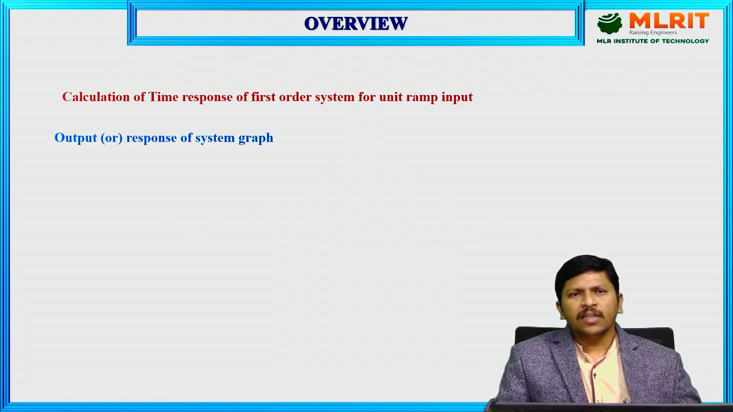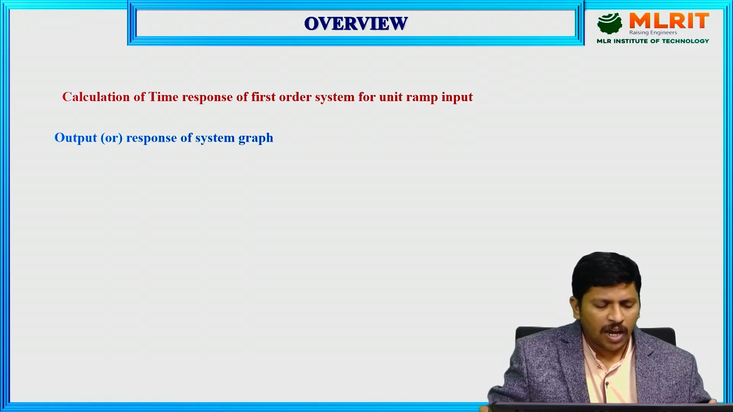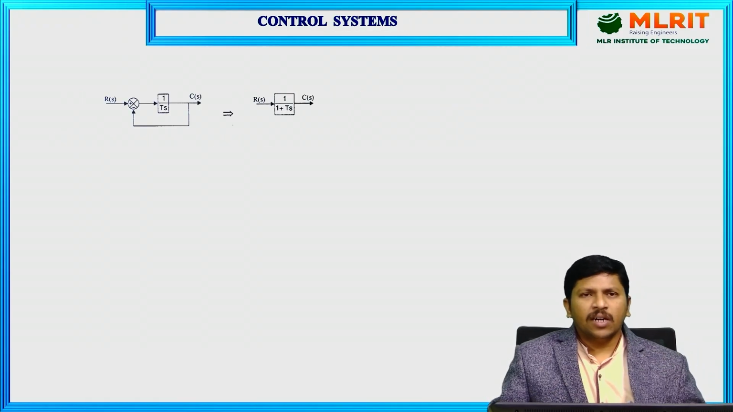Here, the derivation of the time response of a first order system for unit ramp input, and we are also going to draw the graph of the response of the first order system when the input is a unit ramp. I am going to consider a first order closed loop control system with a unity feedback system. It is shown in the figure.